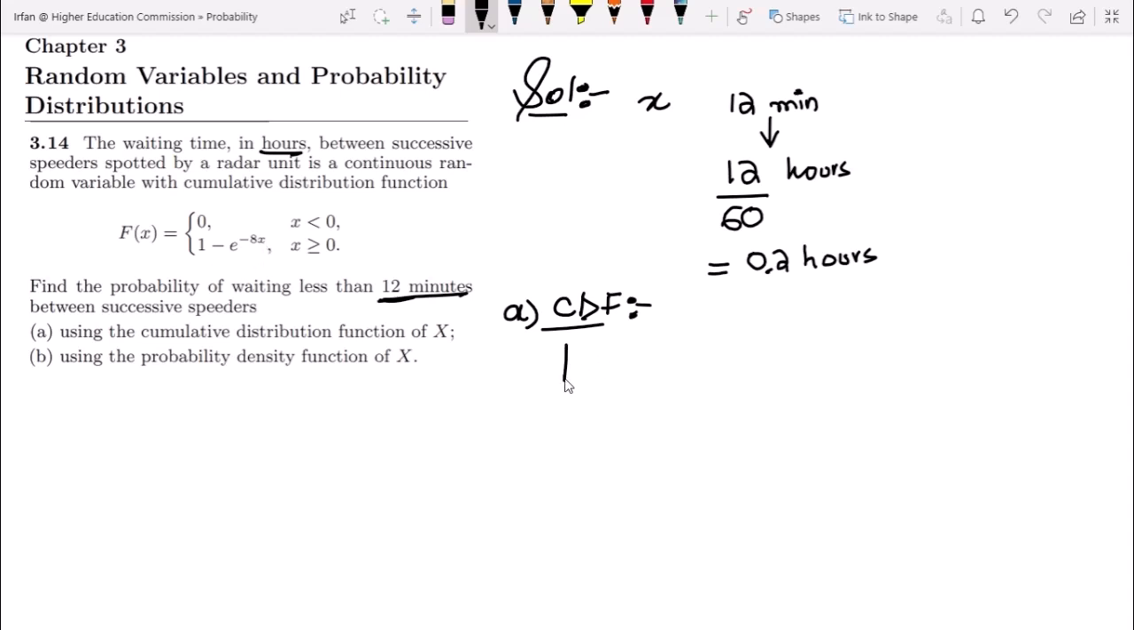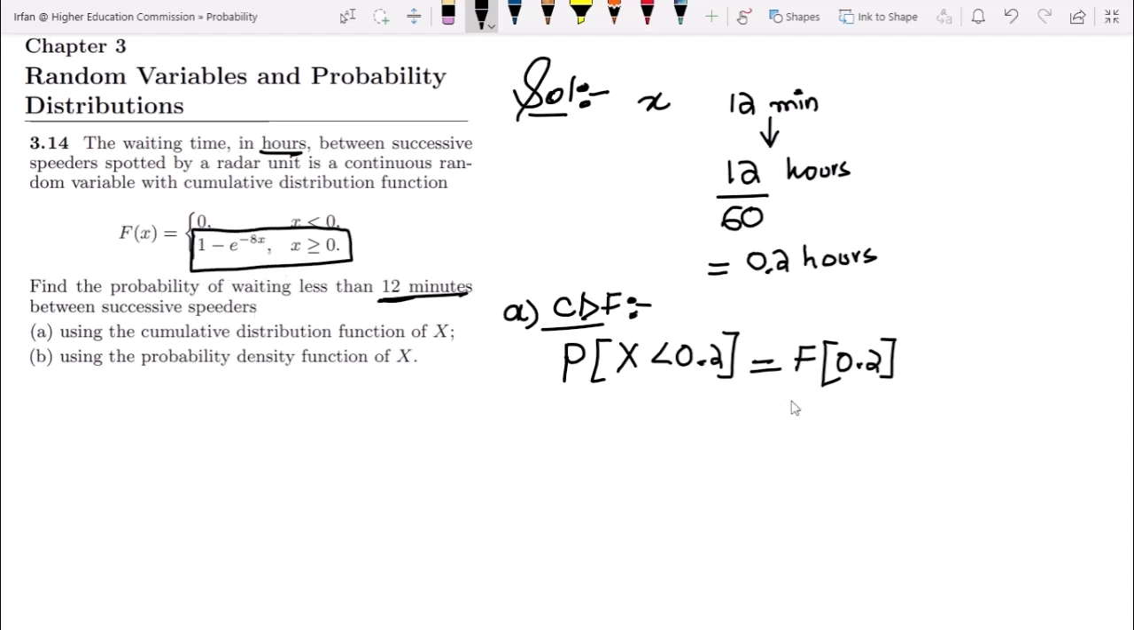So here we have to write the probability that x is less than 0.2. When this is less than 0.2, it will be F of 0.2. Since this value, x, is greater than 0, I just have to pick this instance.